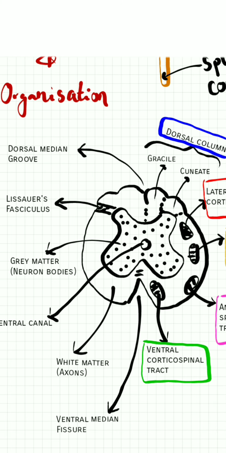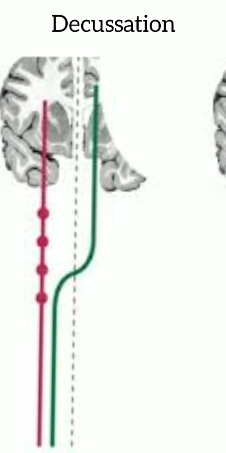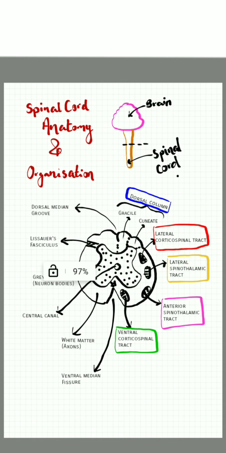Towards the anterior end we have a decussation of tracts known as anterior white commissure. A decussation is when the axons travel from the left side of the body to the right or vice versa. Here is the summary of spinal cord anatomy and organization.